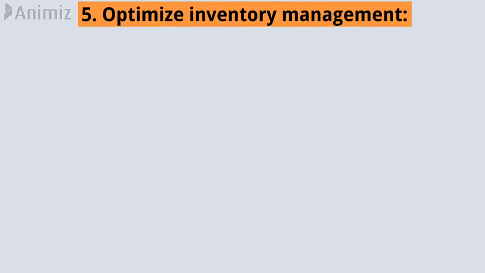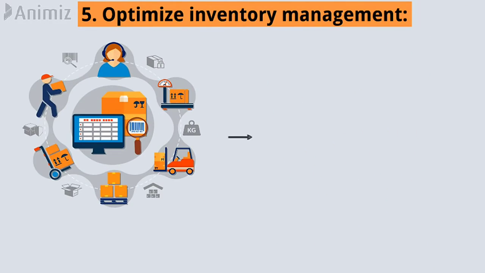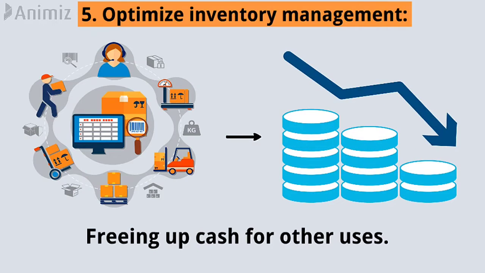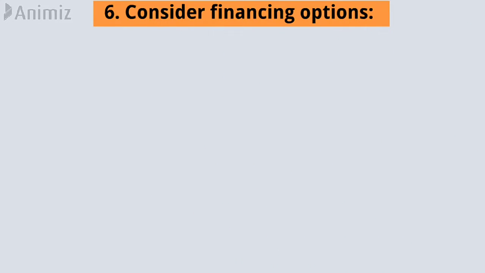Number 5. Optimize inventory management. Proper inventory management can help reduce the amount of cash tied up in inventory and free up cash for other uses. 6. Consider financing options.